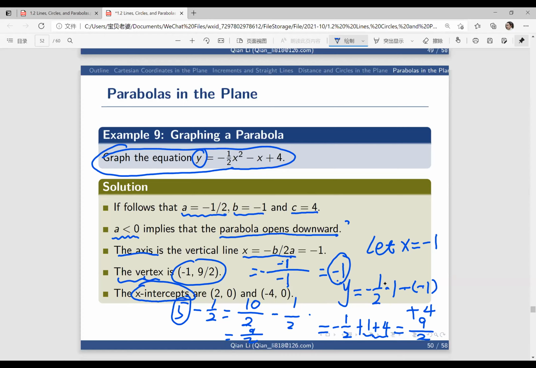The x-intercept. Now let's see. The x-intercept means this parabola intersects with the x-axis, and let's see. Intersect with the x-axis.